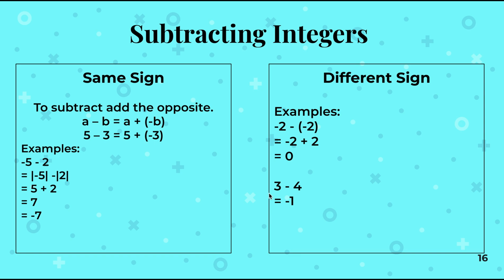If they're different signs, for example, -2 minus -2, we change the sign in the middle, and since it's negative times negative, we have to change it to a positive. And if we add -2 plus 2, we get 0. And 3 minus 4 is just -1.